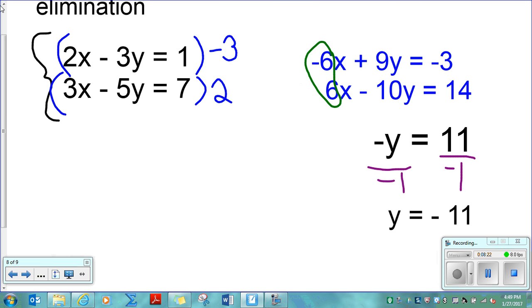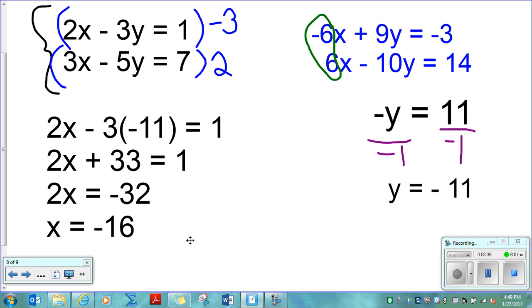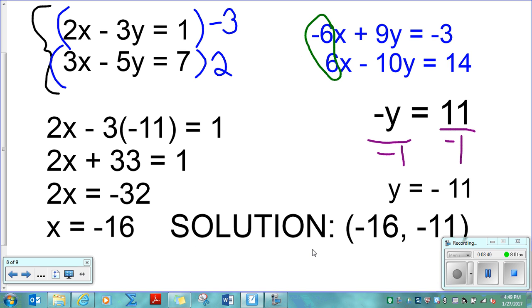I'm going to plug that back in, and I plug it into the top one. So I get 2x minus 3y times negative 11 equals 1. And multiply that together, you get 33. Subtract 33 from both sides, you get 2x equals negative 32. Divide by 2, you get negative 16. Your solution is negative 16 comma negative 11. Yay!